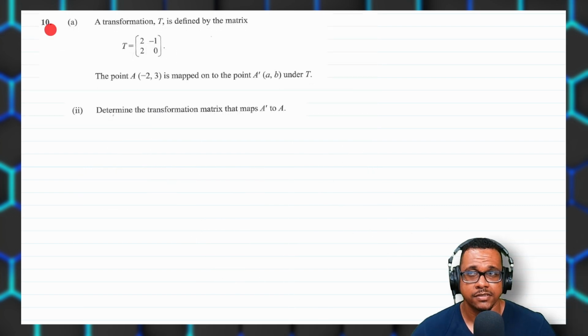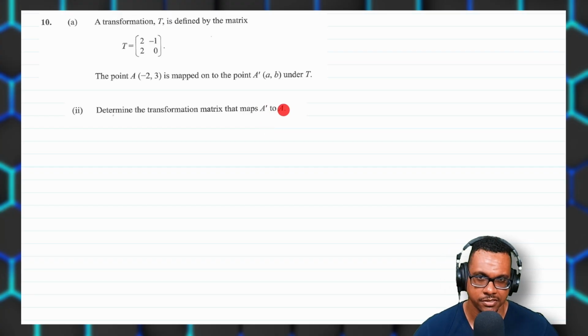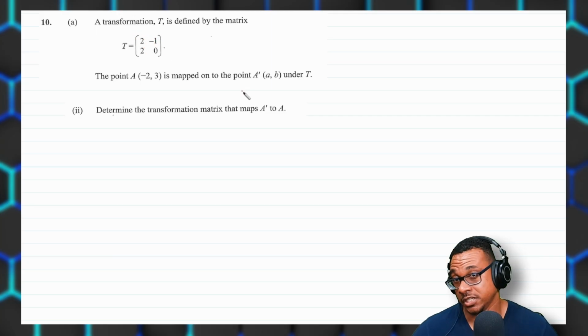So now for question 10, part A 2. We want to determine a transformation matrix that maps A prime to A. Now remember this T here mapped A to A prime. So now we want to do the reverse. If you want a transformation that's going to map A prime to A, the image to the object, it is going to be the inverse of this transformation matrix that mapped the object to the image.